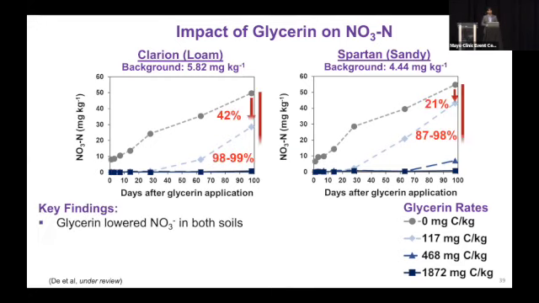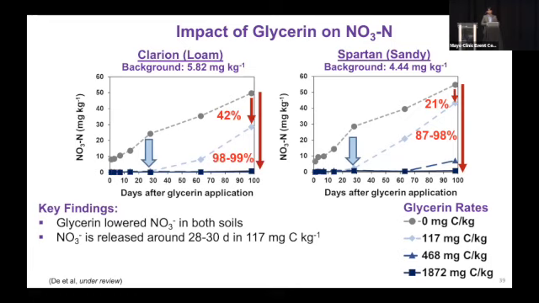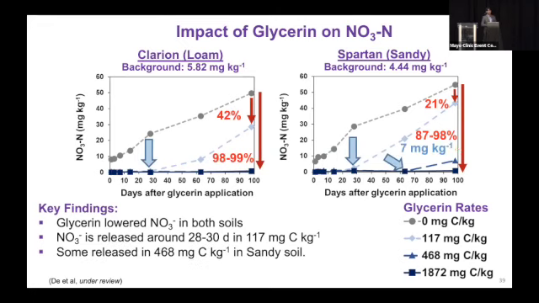So what did we learn? First thing, glycerol lowered the nitrate nitrogen in both soils. So what was our hypothesis? It was accepted. So it worked actually. Second thing, nitrate is released around 20 to 38 days at 117 milligram per kilogram of carbon. You can see that from here, it started to release. But when we look at the higher rates of carbon, it did not release much, except here, where some amount of nitrogen was released from the sandy type of soil.